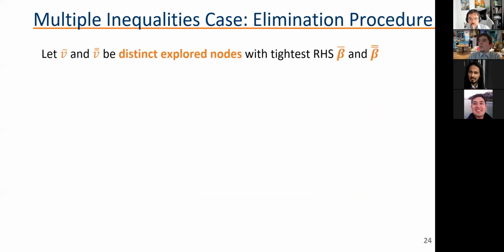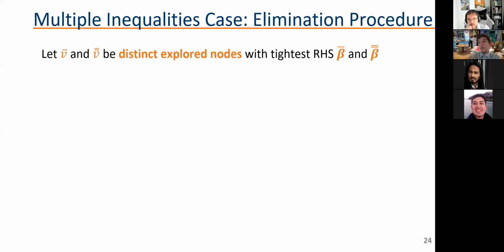And it's going to be in this way. Let's say now that we have two nodes, V bar and V double bar. They're explored nodes and they're distinct, which means that they have different solution sets. And they have these tightest right-hand sides, beta bar and beta double bar. This right-hand side here is what we obtain by calculating the smallest right-hand side value that would produce the same solutions. If you have all the solutions generated, you can always find these values.